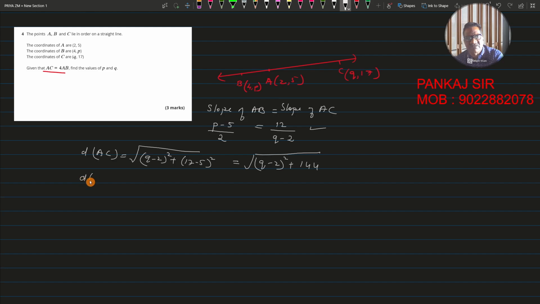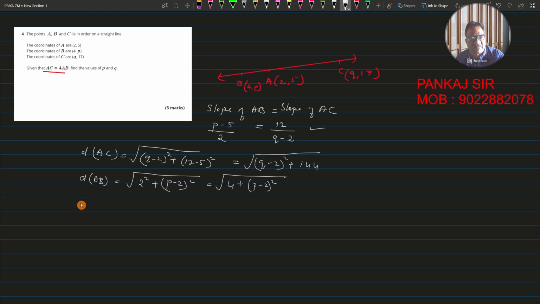Let us find distance AB. Distance AB will be equal to the square root of, now take A and B, so 4 minus 2 whole square, which is 2 square, plus (P minus 2) whole square. This works out to 2 square is 4, so 4 plus (P minus 2) the whole square. So this is our AC and this is our AB using the distance formula.